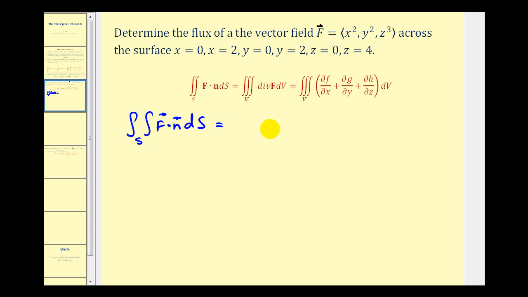So our flux is going to be equal to the triple integral over the solid region V of div f times dv. Well, div f is going to be the partial derivative of f with respect to x, that's going to be 2x, plus the partial derivative of g with respect to y, that's going to be 2y, plus the partial derivative of h with respect to z will be 3z squared.